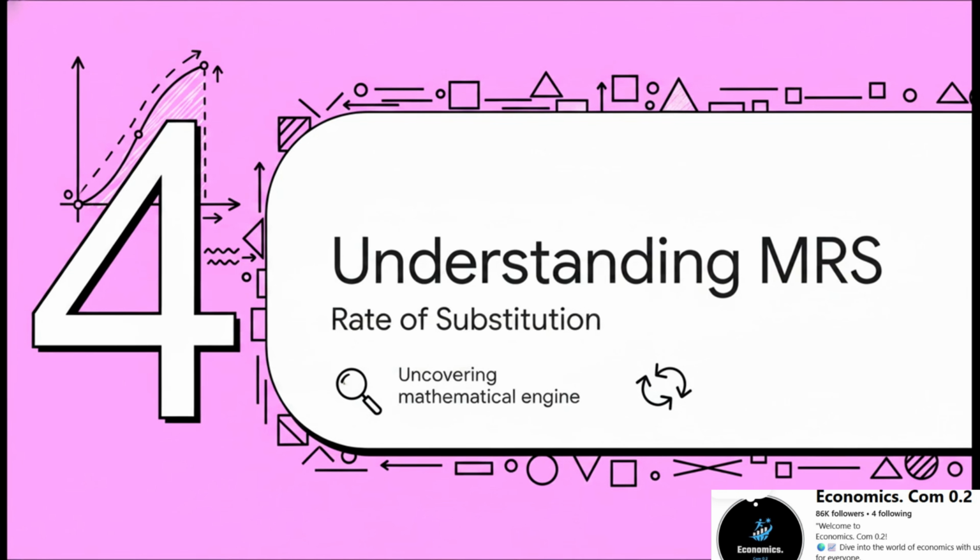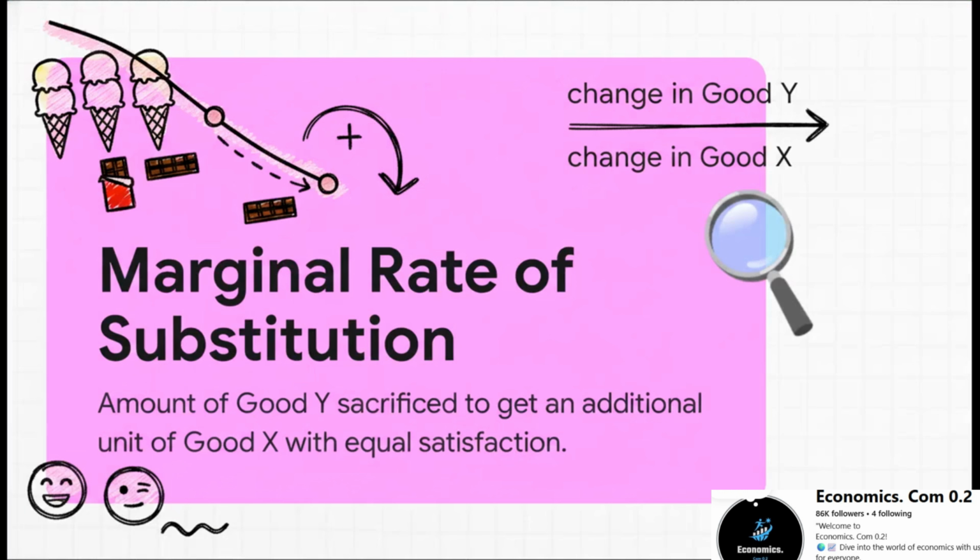Okay, Section 4. Let's uncover the mathematical engine dictating our graph's shape, the marginal rate of substitution. The marginal rate of substitution, or MRS, is exactly what it sounds like. It is the amount of good Y you're willing to sacrifice to get just 1 additional unit of good X, while keeping your overall happiness perfectly level. The formula? Super simple.